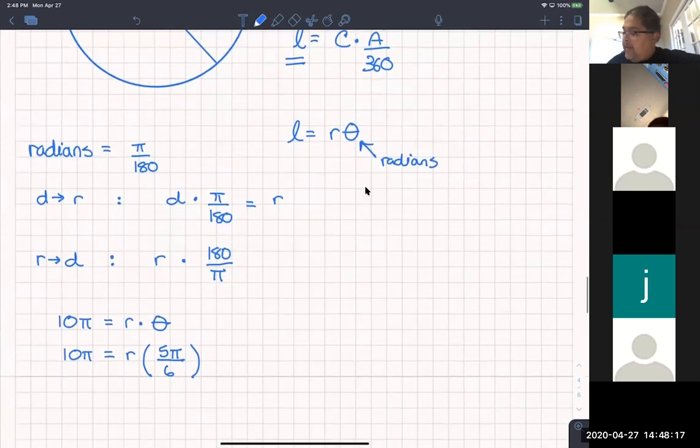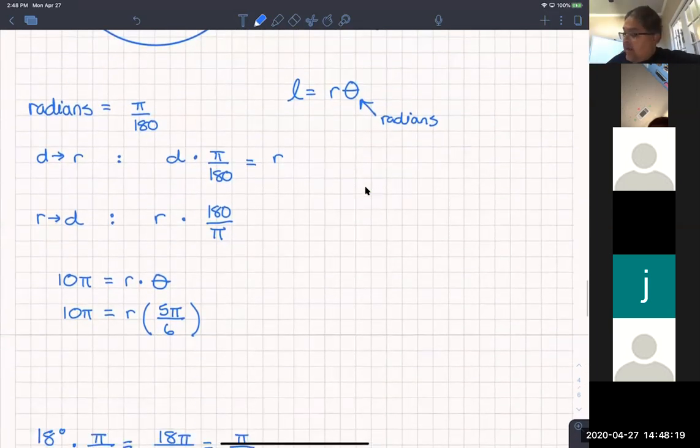So 10 pi is my arc length. The radius is what I'm looking for. This is my angle, and my angle is 5 pi over 6. So how do I find the radius? Well, I'll divide both sides by 5 pi over 6.